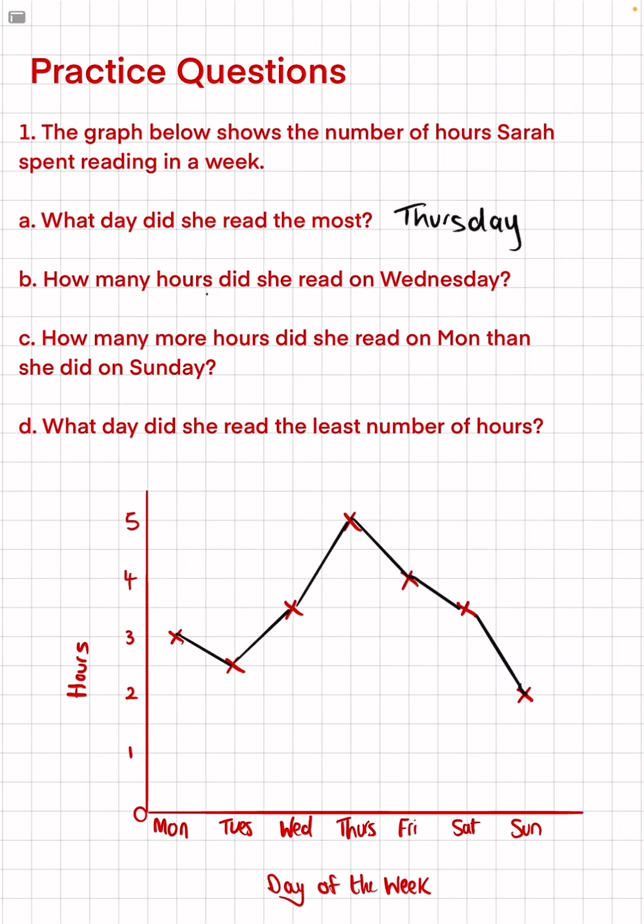The next question says how many hours did she read on Wednesday? So we've got Wednesday here. If we follow it up and then across, she read 3.5 hours on Wednesday.